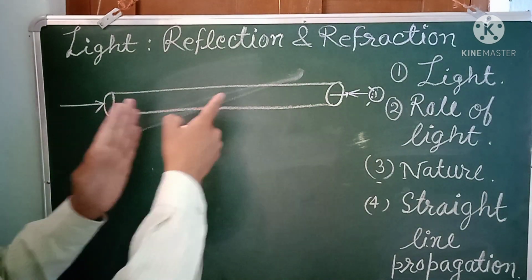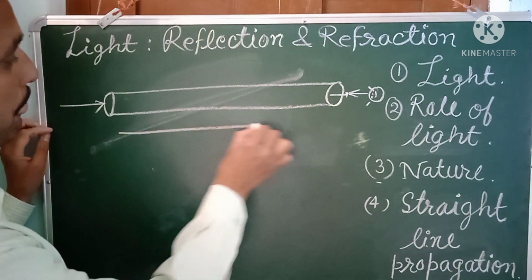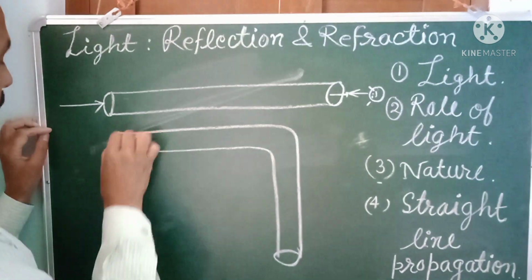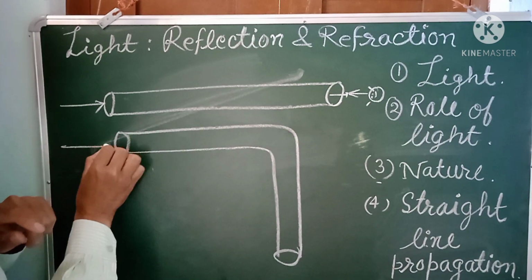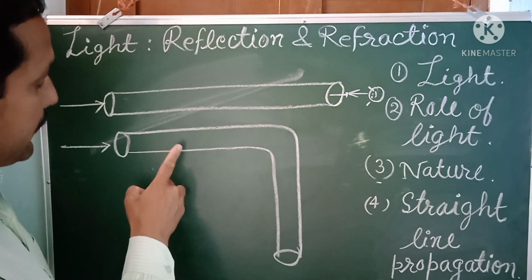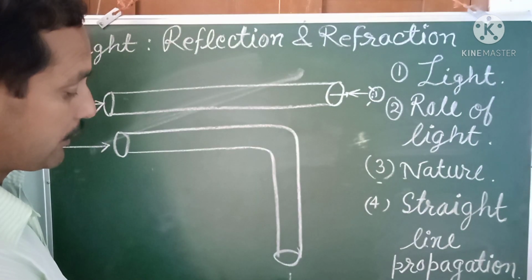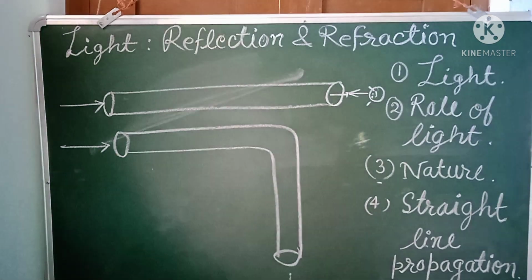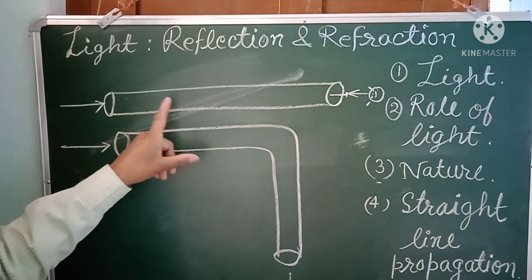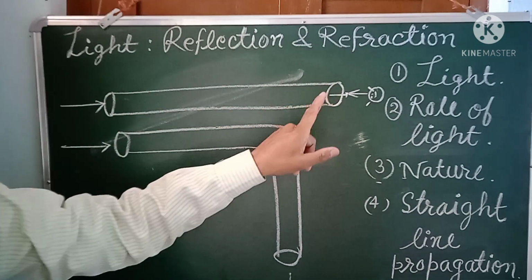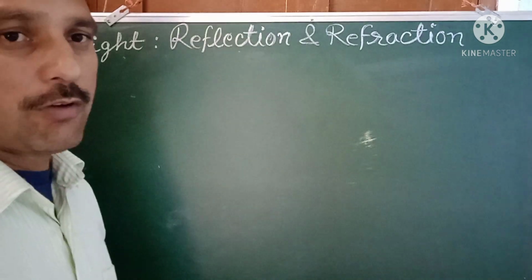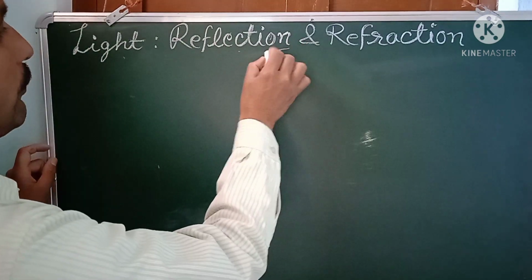But when we bend this pipe, and we pass light from this end and try to see this light ray from the other end, we cannot see this light, which shows light travels only in a straight line path, which is called straight line propagation of light. Now our topic is reflection of light.